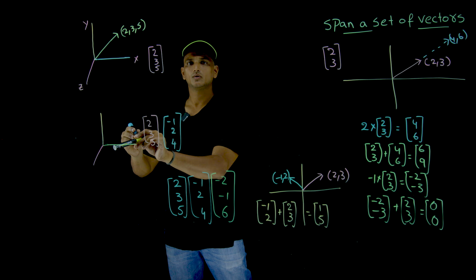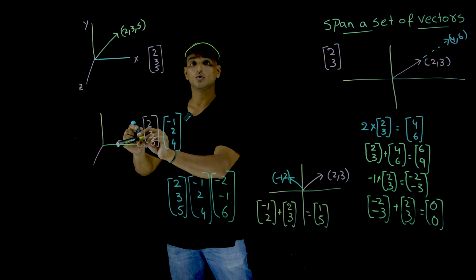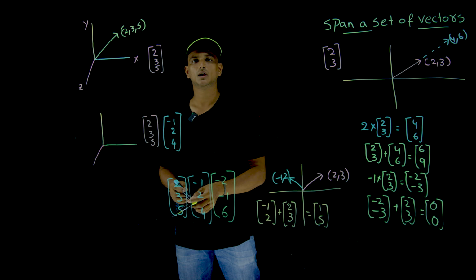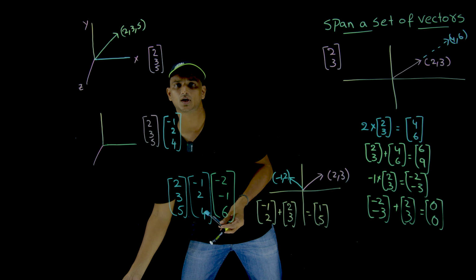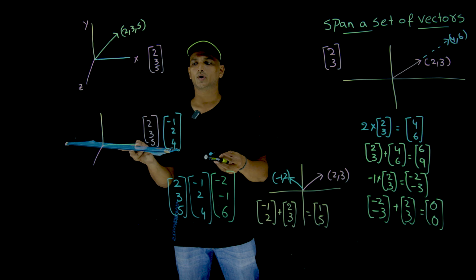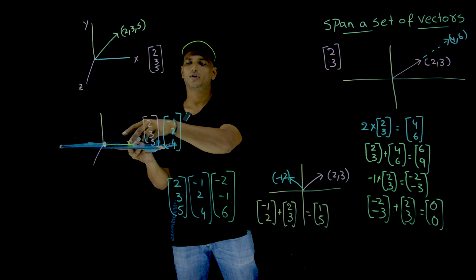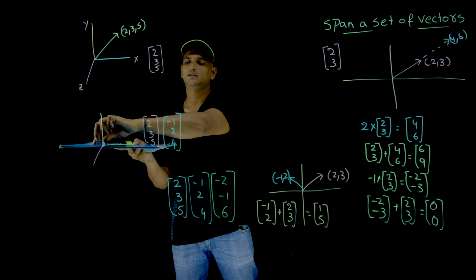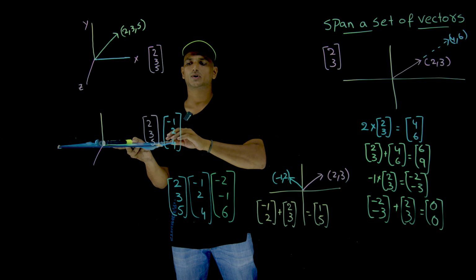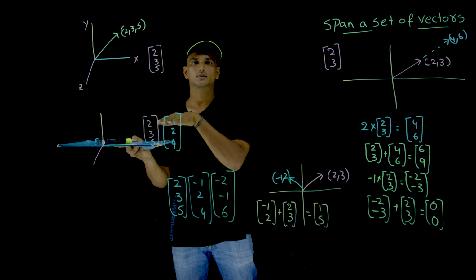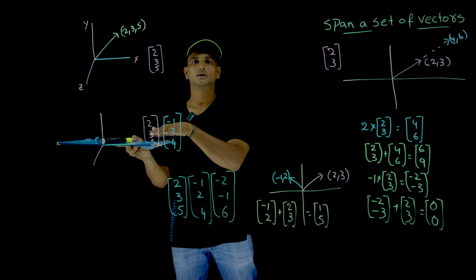So now, what is the space that we are able to span by using these two vectors in 3-dimensional space? Let's try to understand. Suppose these two vectors are like this. This is 2, 3, 5, and this is -1, 2, 4. So these two vectors are on a plane. This is a plane in 3-dimensional space.